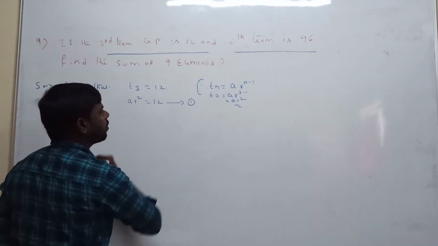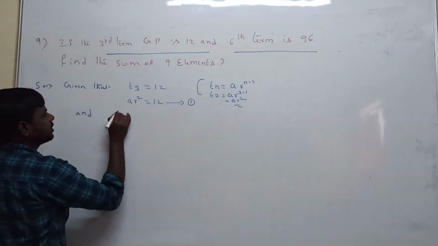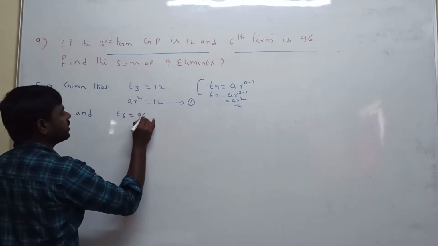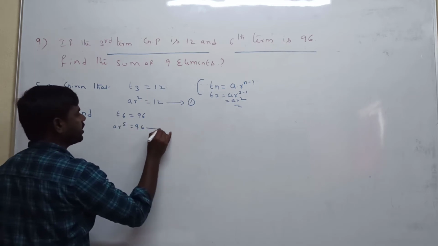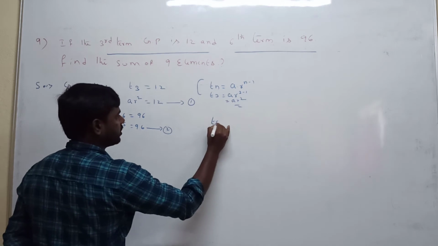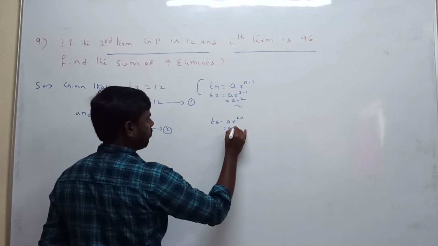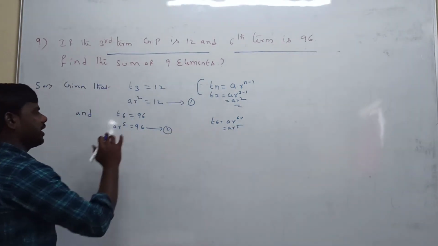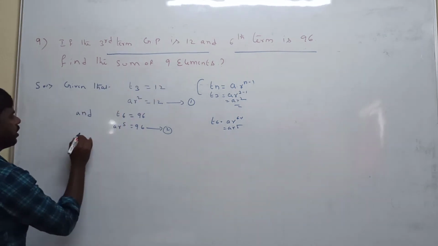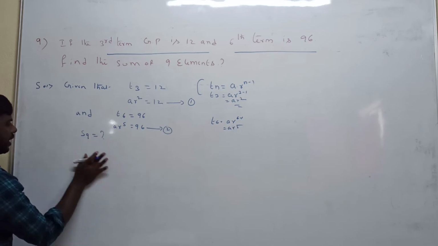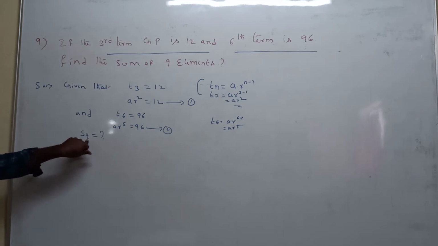Consider this equation number 1. And what is the next term they gave? The sixth term they gave 96. The sixth term can be written as A into R to the power of 5 is equal to 96. Consider equation number 2. Because T6, n is replaced by 6, A into R to the power of 6 minus 1, value is 5. That's why the sixth term can be written as A into R to the power of 5. What they are asking to calculate is the sum of 9 elements. So anywhere they are given 9. Okay?